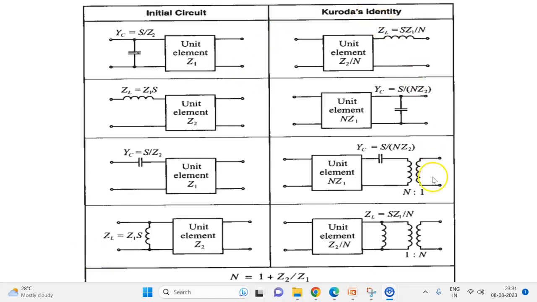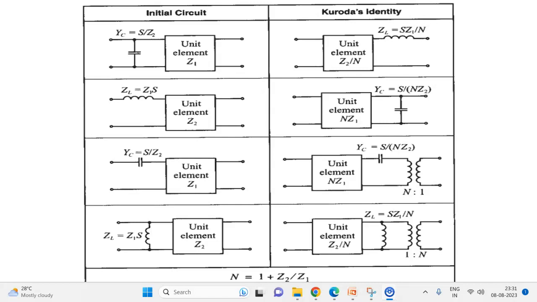The table shows the 4 types of Kuroda's identities. These 4 types of Kuroda's identities are used to replace the initial circuits. These identities are applicable for the normalized impedance of the microwave filter and allow the conversion of filter networks from one impedance level to another.